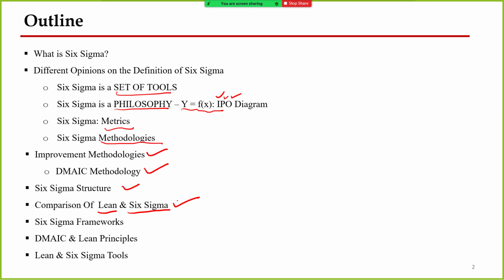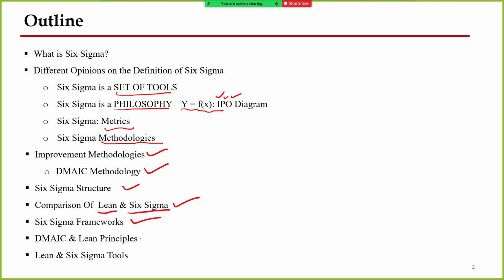They are called the Lean Six Sigma program. Then we will discuss certain Six Sigma frameworks, like DMAIC and the DMADV methodology. Similarly, if you are going to implement Design for Six Sigma programs, what are those? We are going to talk about that.